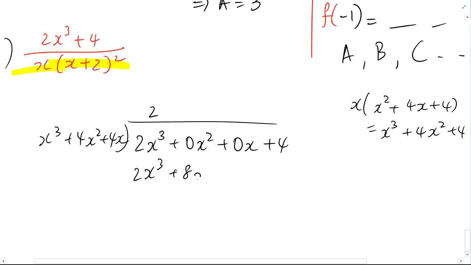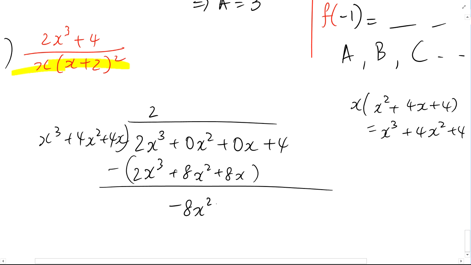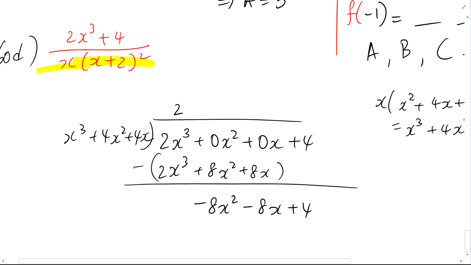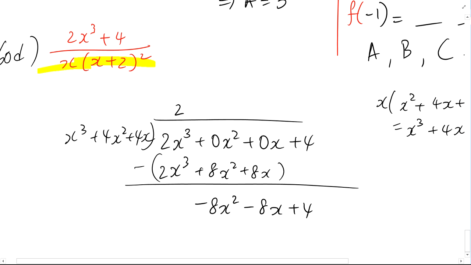2x cubed plus 8x squared plus 8x. Subtract it off. We get negative 8x squared minus 8x plus 4. It's just a habit. Is this what you all do? Actually, it doesn't matter. This part really doesn't matter, but at the start I told you all to put it in the correct place, so you can go ahead and follow that.